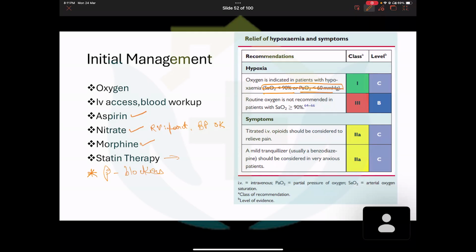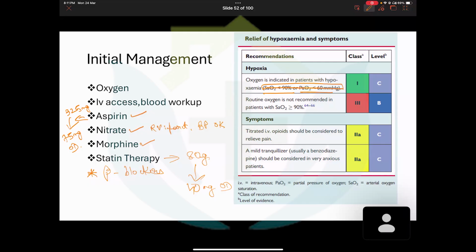And statins. Statins is 80 milligram loading followed by 40 milligram OD. Aspirin is 325 milligram loading followed by 75 milligram OD. And nitrates is also there.